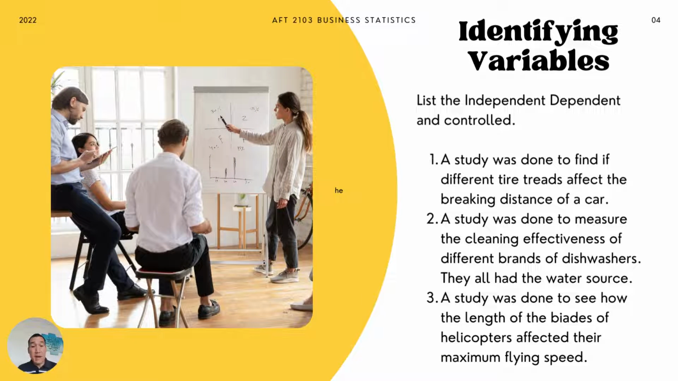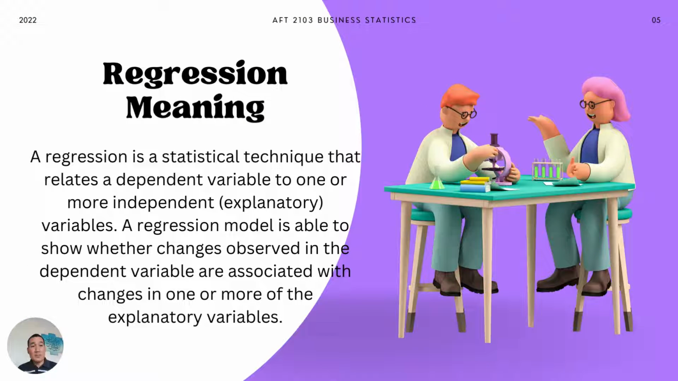Next, identifying variables: list the independent, dependent, and control variables. Number one, a study was done to find how different tire treads affect the braking system and distance of a car. Number two, a study was done to measure the cleaning effectiveness of different brands of washers. They all had the same water source. Number three, a study was done to see how the length of the blades of helicopters affected their maximum flying speed.